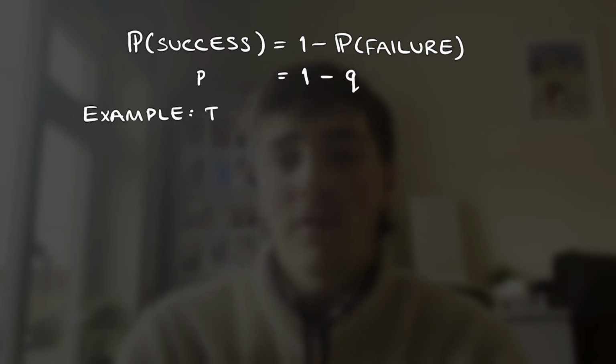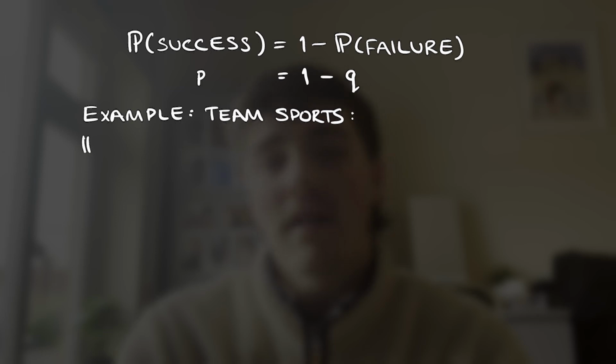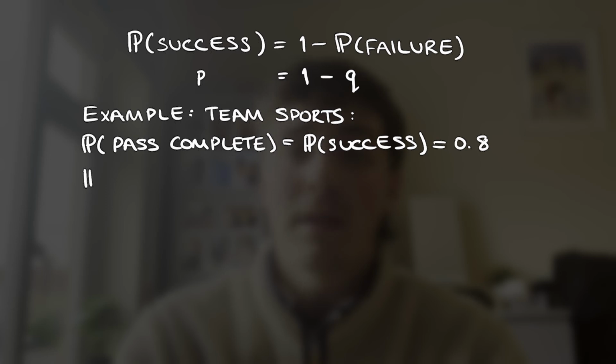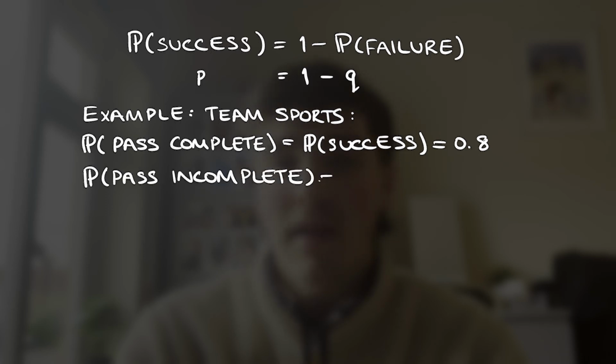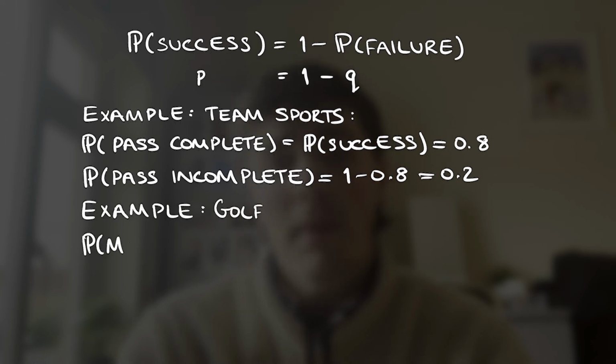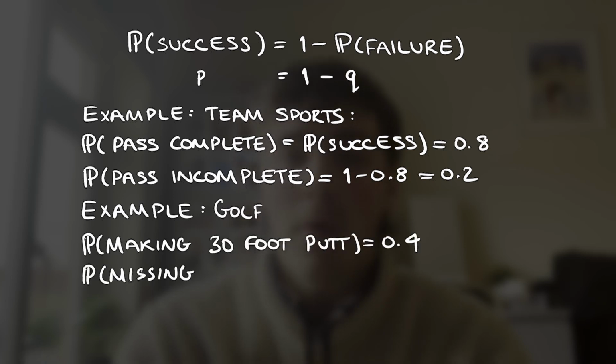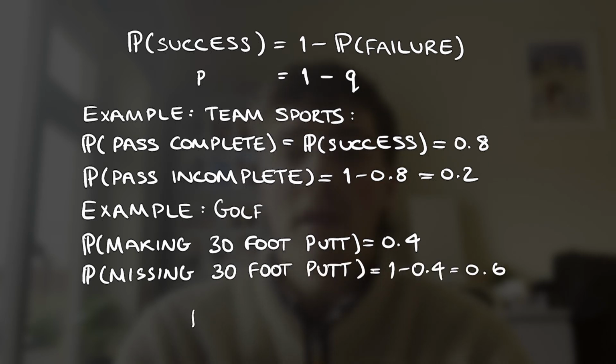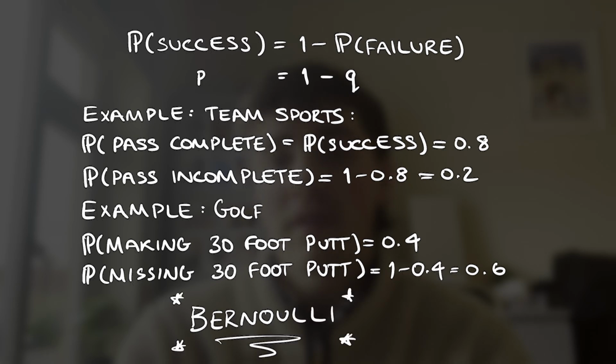An example of this, to help you solidify your knowledge, is estimating a probability of completing a pass is 0.8. And we can therefore say that the probability of an incomplete pass would be 1 minus 0.8, which equals 0.2, just by subbing into the equation we discussed before. We can also take an example in golf, whereby we have the probability of making a 30-foot putt being estimated to be 0.4. And therefore we can say the probability of not making the putt would be 1 minus 0.4, which equals 0.6. This is commonly known as the Bernoulli distribution, and although not discussed in too much detail in this video, I'll leave a video down below that will tell you all about it if you're interested.